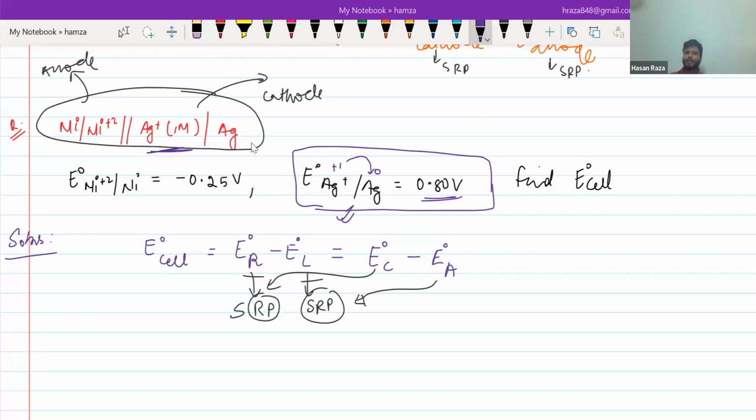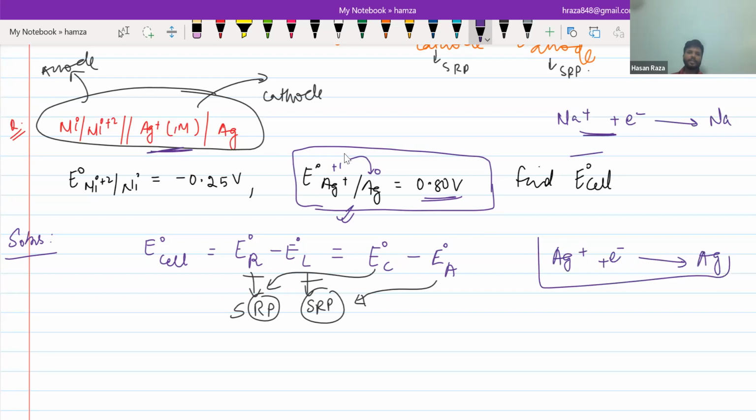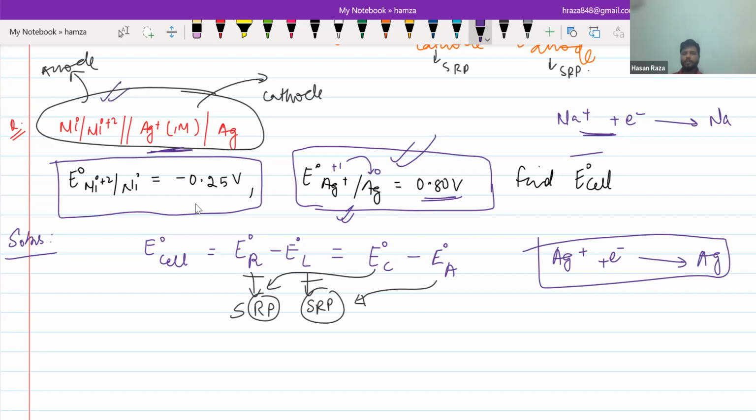If Ag plus is going into Ag, that means it gains electron. And when it gains electron, it is reduction. That means the value is a standard reduction potential, which is good for us. Now, on the left hand side, you can see Ni is there. So Ni plus 2 has a value that is minus 0.25. Now, tell me whether it is reduction or oxidation. On the right hand side, the value is for reduction potential, and the left is also given as a standard reduction potential.